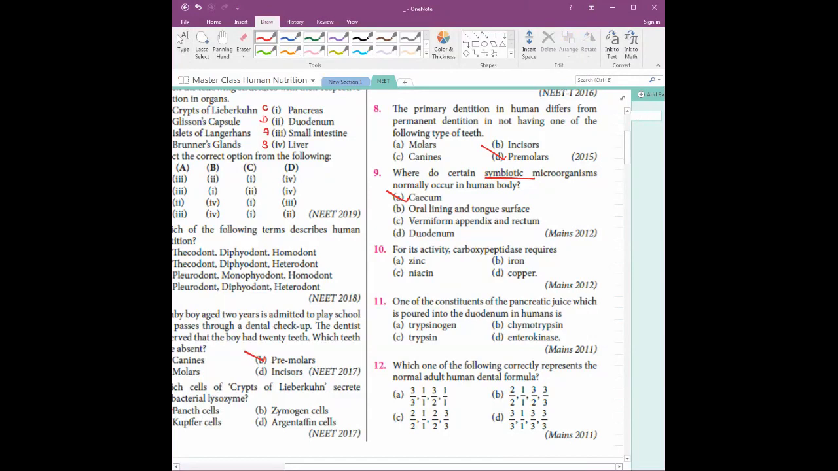Now the next thing: for its activity, carboxypeptidase. Peptidase is the one we talked about that breaks down your proteins, right? It is the same enzyme. So dipeptidase and all require what? Zinc, iron, niacin, or copper? We haven't really talked about this. Yes, Vaishnavi is right. Actually, it is going to be zinc. We have not done this in your normal syllabus. So zinc is required for it.